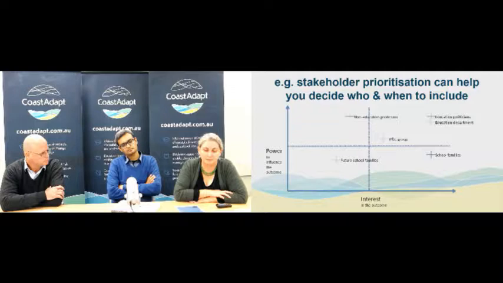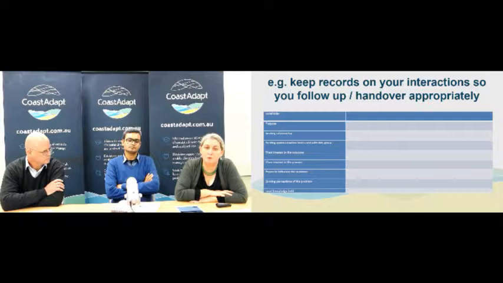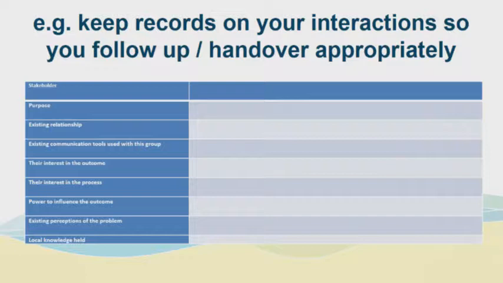Now, as we mentioned before, quite often the person starting off the adaptation planning isn't necessarily the person that finishes the adaptation planning, because there can be staff turnover or the project might change. So it's very useful to keep records of your interactions with different groups in the community as you go. And again, in the resource kits, there are many different ways to do this. This is just one on the screen now, which lists a few things that you might want to track progress and change with your stakeholder groups.